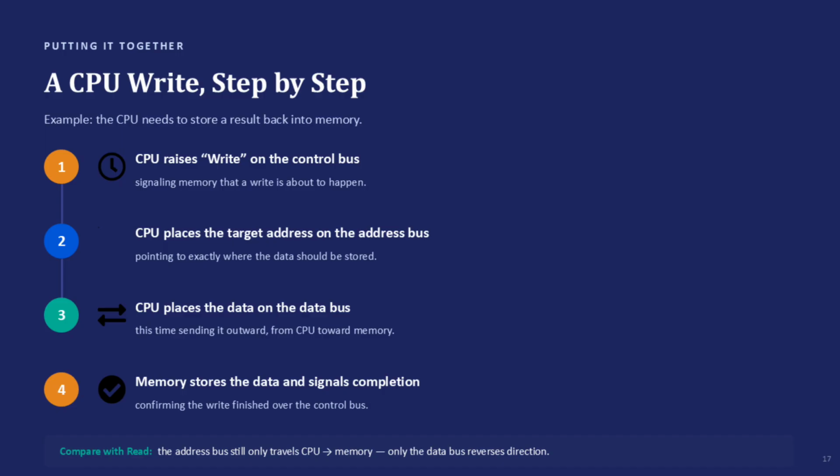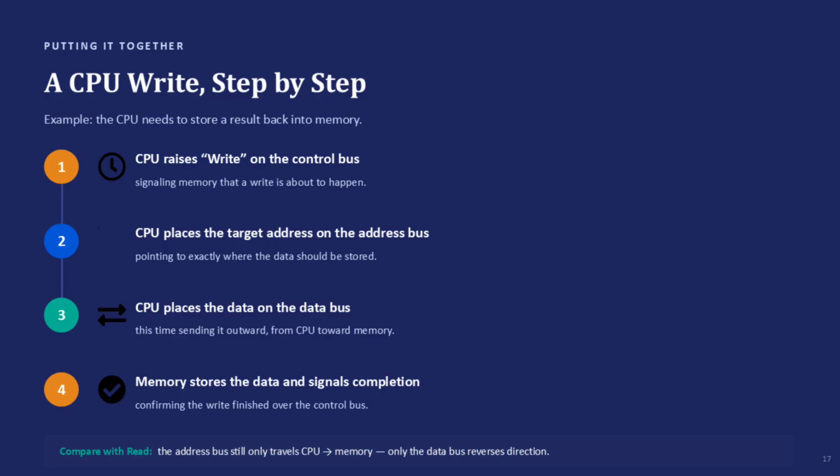In the next step, Step 2, the CPU places the target address on the address bus. Next, the CPU specifies where the information should be stored. It places the destination memory address onto the address bus. Memory now knows the exact location where the incoming data belongs. Once again, notice that the address bus carries only the address, not the data itself.